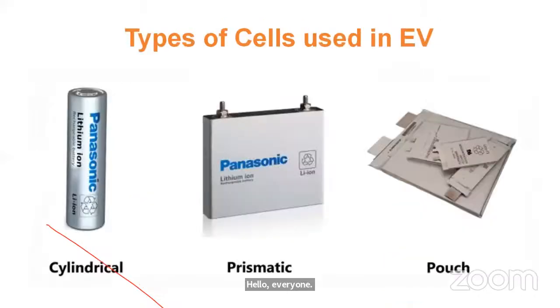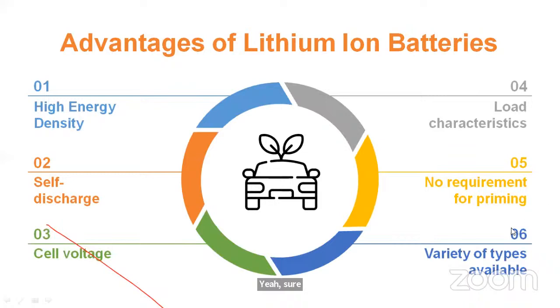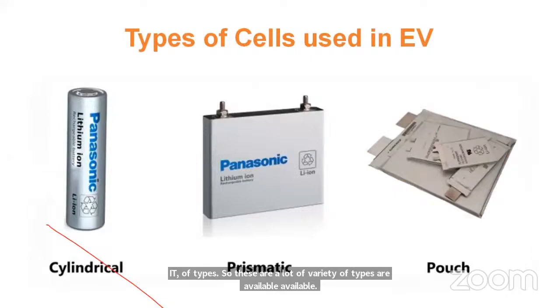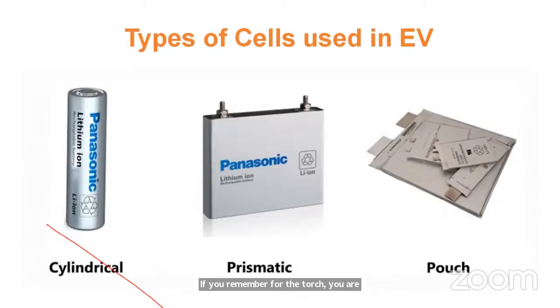Yes, sir. Okay, so I told you the variety of types available, and the advantages of lithium ion battery packs. If you remember, for the torch you are having only cylindrical cells, right? But in lithium ion batteries, we have cylindrical cells, we have prismatic cells, and then we have pouch cell options. So a variety of options are available. Clear?